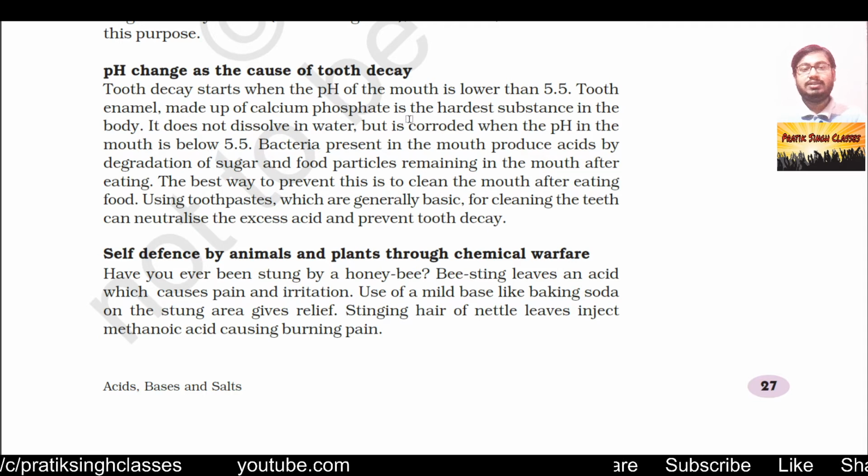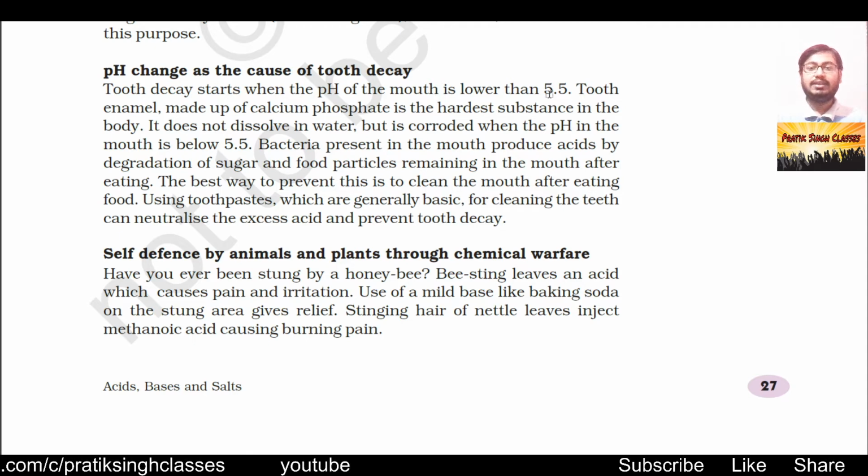Okay, when tooth decay happens, what really happens in our mouth? Tooth decay starts when the pH of the mouth is lower than 5.5. Means if the saliva which our mouth makes regularly becomes highly acidic, in that situation the tooth decays. Tooth enamel made of calcium phosphate is the hardest substance in our body. The covering of the tooth, also called tooth enamel, is made of calcium phosphate. It is the toughest part of our body.